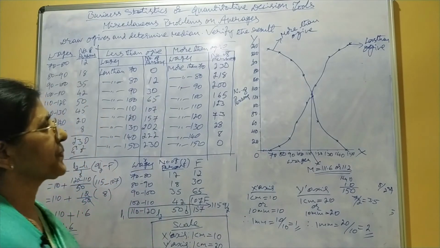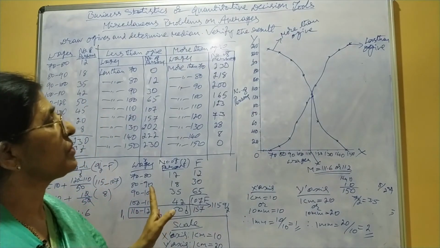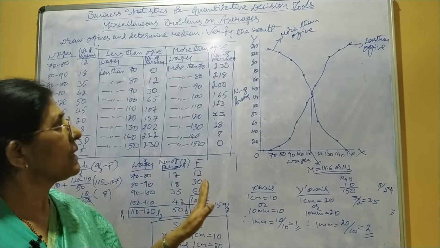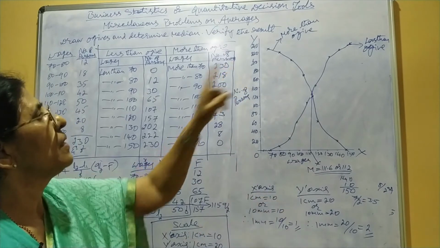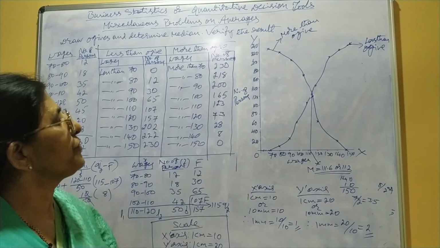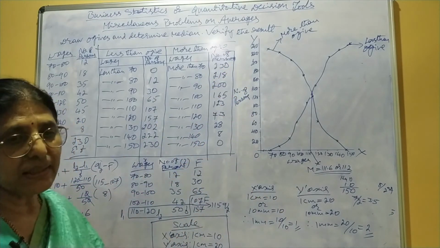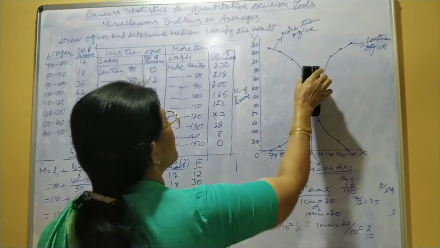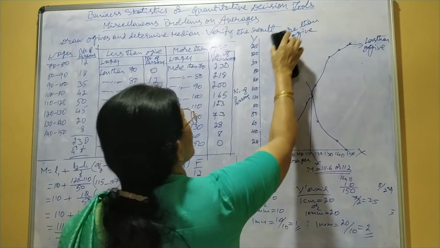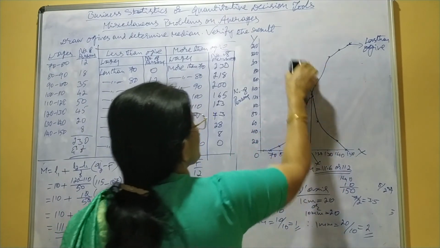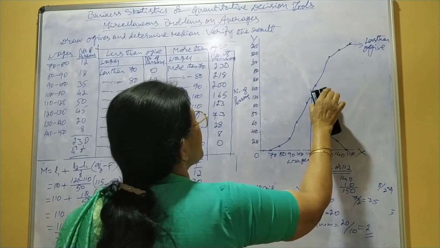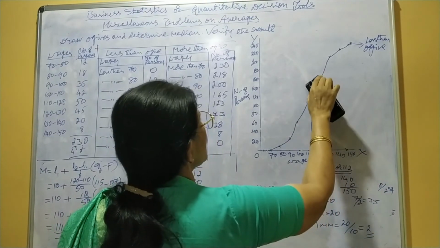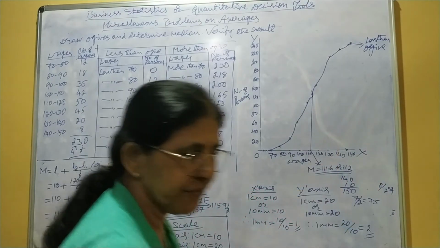On the other hand, if it is asked just to draw the ogive and locate the median, in that case we need not draw the more than ogive. It is enough if we draw only the less than ogive, like this. Means this one is not necessary. This more than ogive is not necessary. I am showing on the same graph.